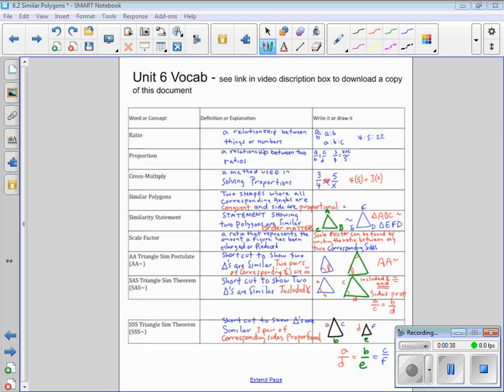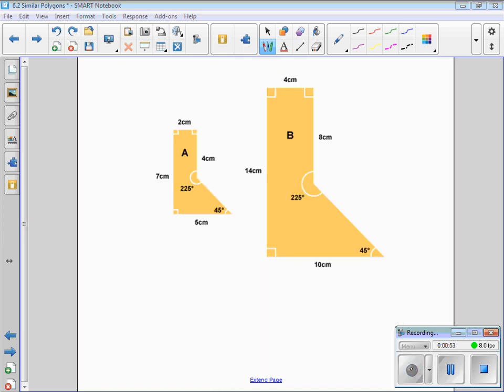So before we go too far, we need to remember we have vocabulary for this unit. If you skip 6.1, we did all of our vocabulary for Unit 6 in that video. So you need to put me on pause if you miss 6.1, go back to that and copy down all the vocabulary words. So take a look at these two figures. If I wanted to see if they were similar, according to the definition, for every angle, there has to be a corresponding angle that is congruent to it. Okay?